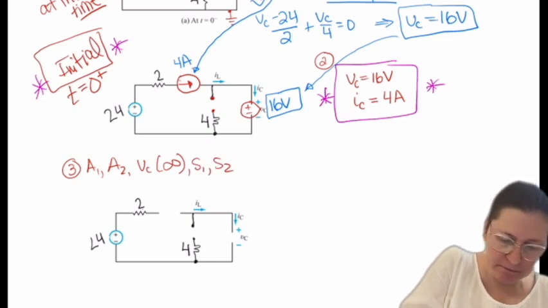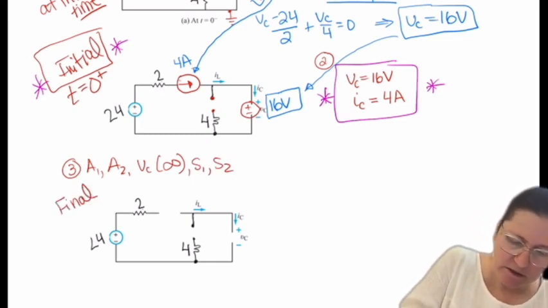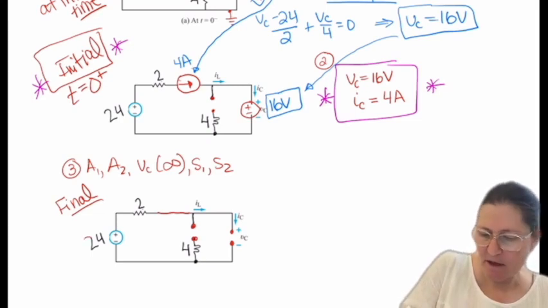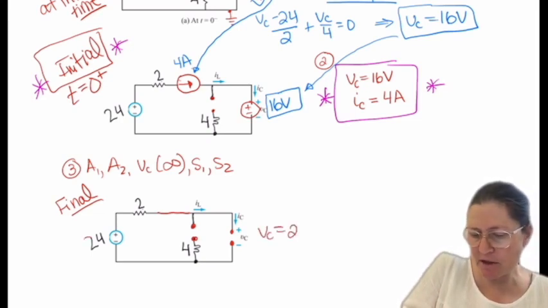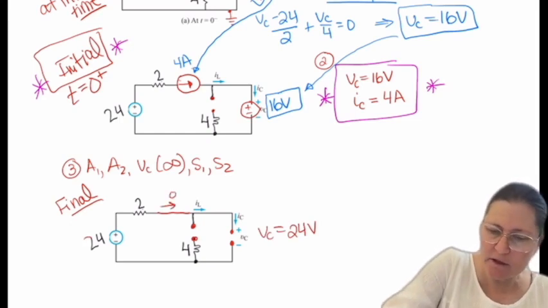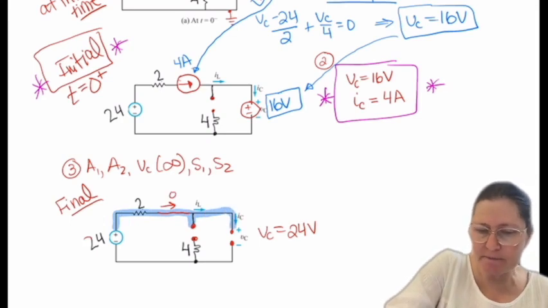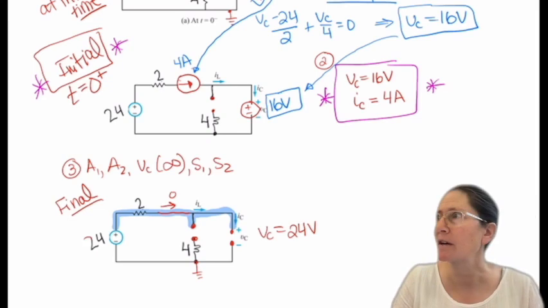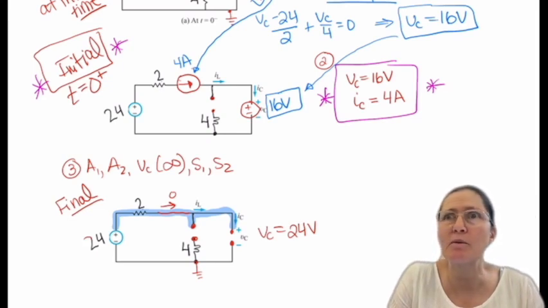So we start with final. So for VC infinity, again, this is open, this one is open, and this is a short. And so VC will just be 24 volts because there's no current flow here. With no current flow, this all looks like the same wire. Okay, so VC infinity will be 24 volts.